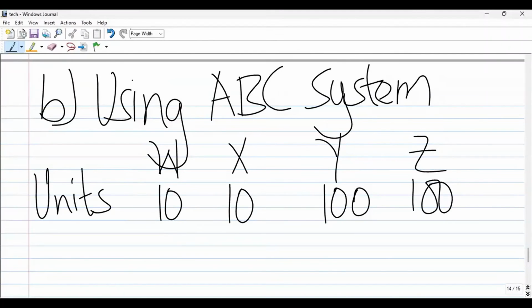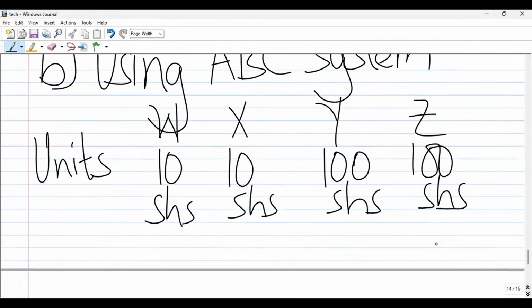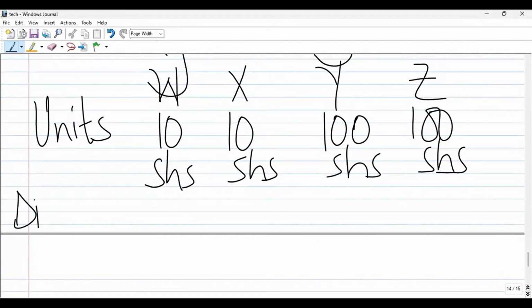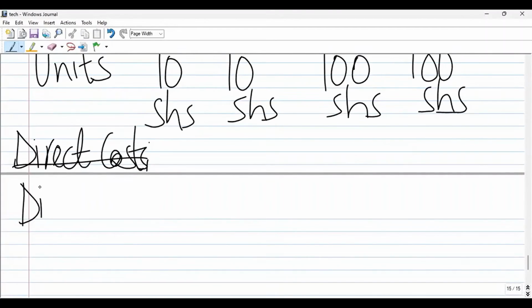So whether you're using traditional or ABC system, your direct costs are not affected. So the variable costs are not affected no matter which method you're using. So it means that I'm going to come and put shillings, shillings, and shillings. So I start with the direct costs and I bring them just like they were before. So direct costs. So we have direct labor.